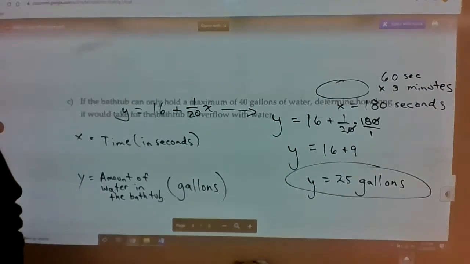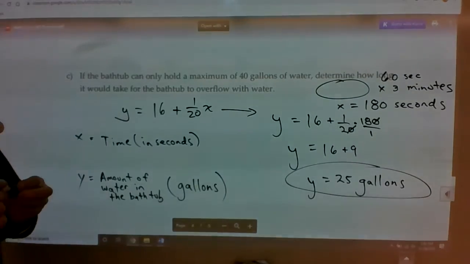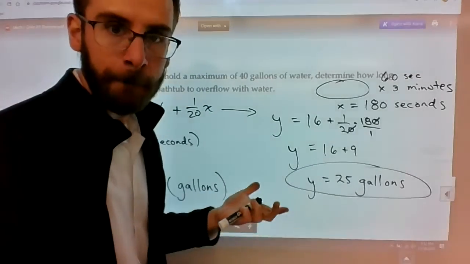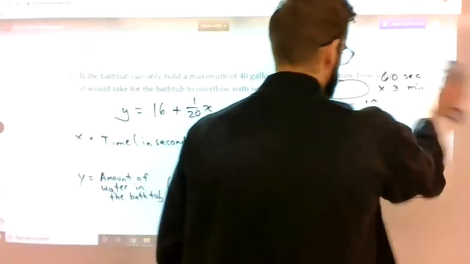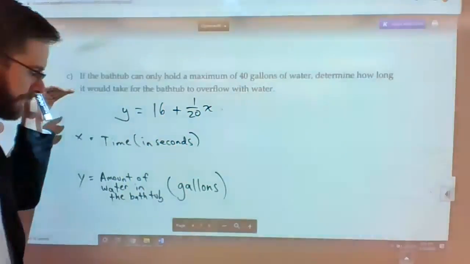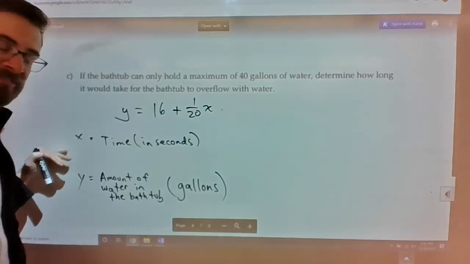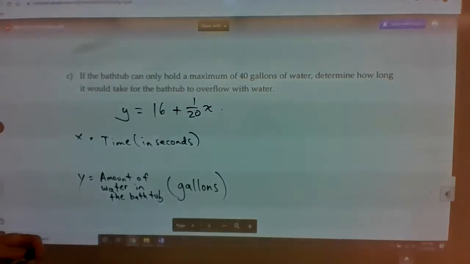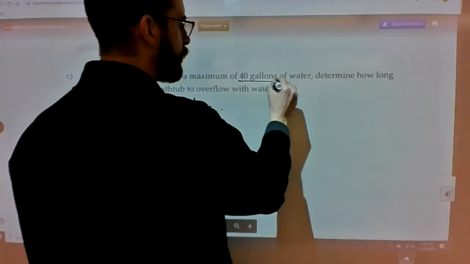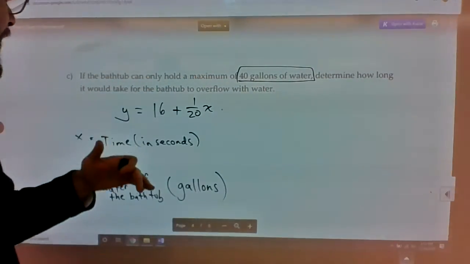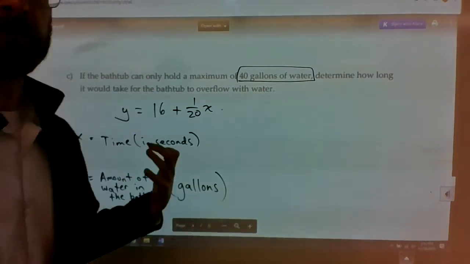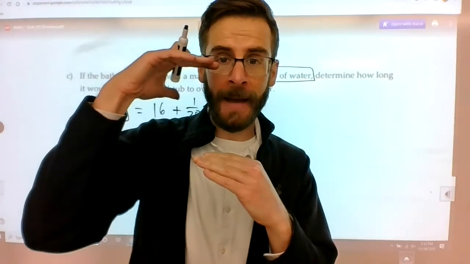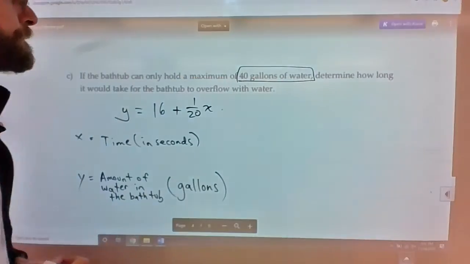Part C. So I'm going to erase everything we did for part B, but I'm keeping my equation and the variables defined because that's going to help me solve this one. If the bathtub can only hold a max of 40 gallons of water, determine how long it would take for the bathtub to overflow with water. So how long is it going to take for the bathtub to reach its max capacity of 40 gallons?